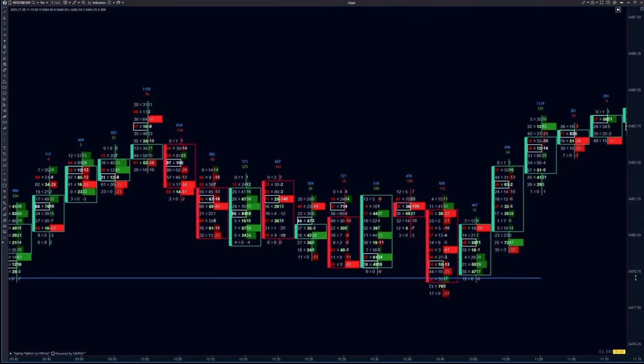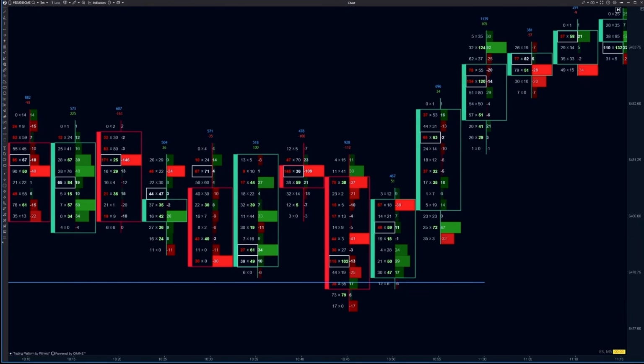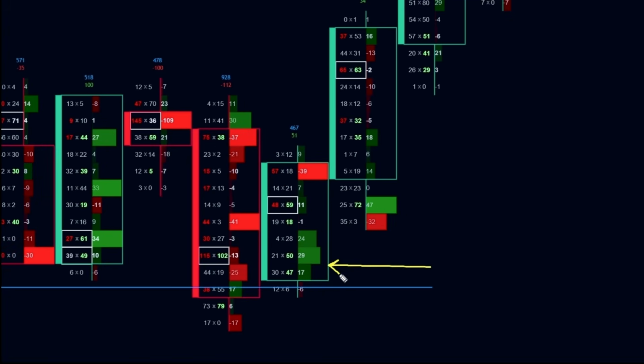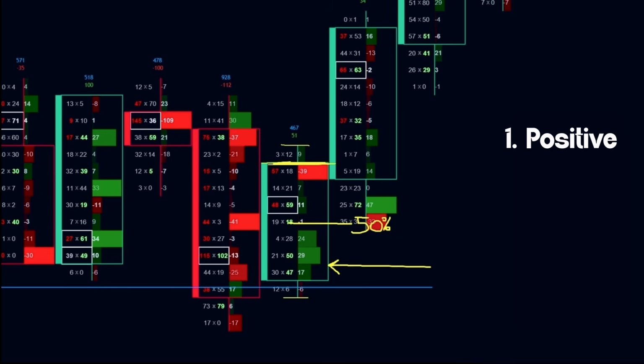Now let's switch to 5-minute charts for precise timing. Find patterns on 15-minute charts, execute on 5-minute charts. Here's the perfect formula. Here's our entry candle after the liquidity sweep. It meets all conditions. Positive candle, closes well above 50%, regardless of color.